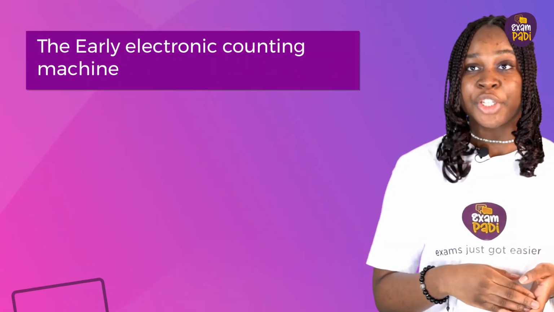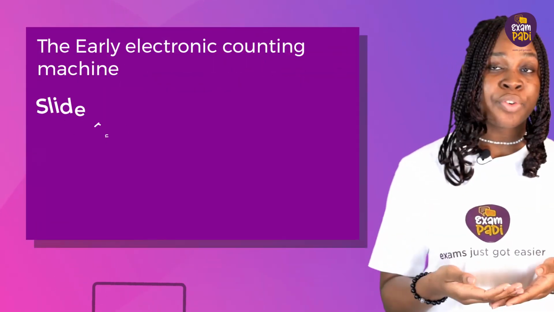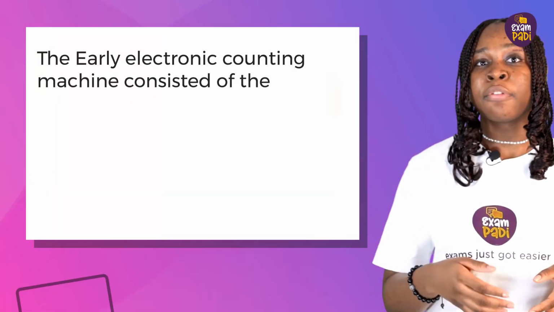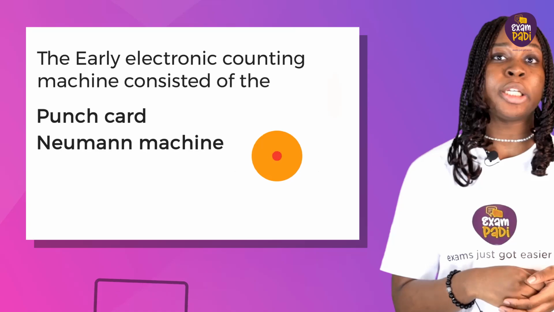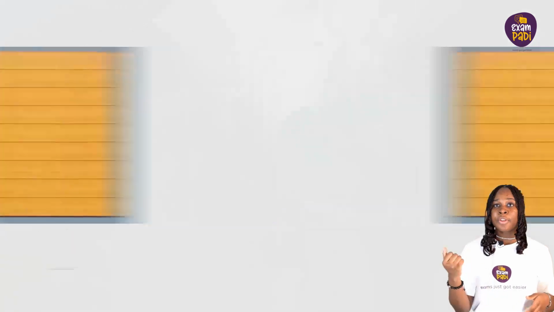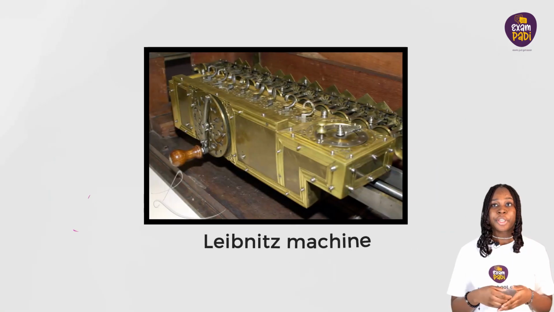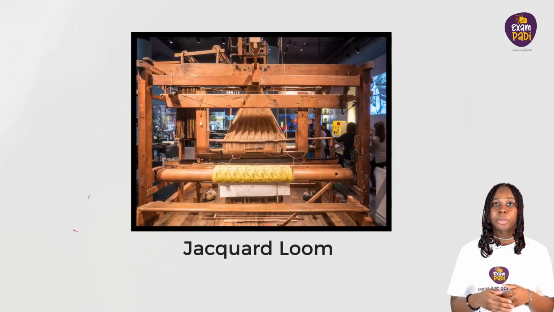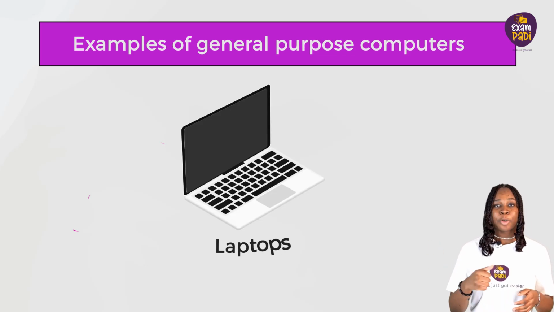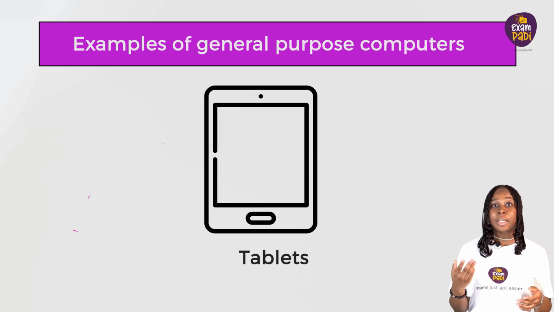Under the early counting machines, devices such as the slide rule and abacus were invented. The early electronic counting machine consisted of the punch card and the Newman machine. Devices under the mechanical counting machine included the Charles Babbage analytical machine, the Napier bone, the Leibniz machine, and the Jacquard loom. Examples of general-purpose computers today include laptops, PCs, tablets, and desktops.